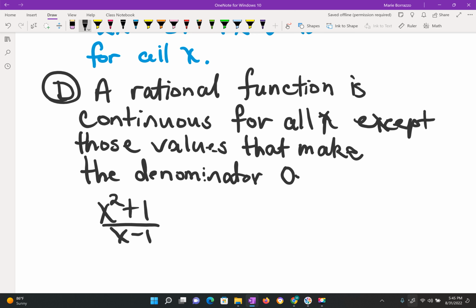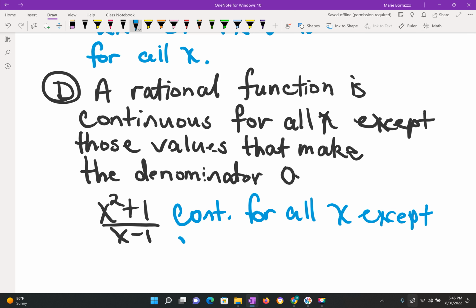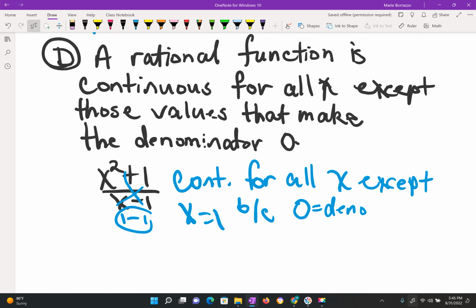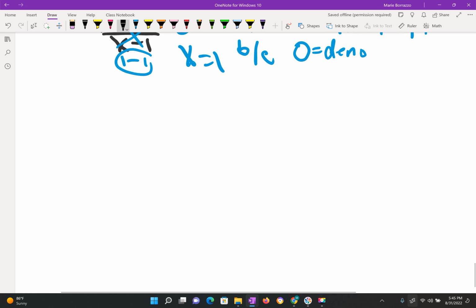Does that make sense? So you literally would have an answer of this is continuous, I'll just put CONT, for all x except x equals 1 because it zeros the denominator. Right? Does that make sense? 1 minus 1, 0, bad. All right, another, am I going too fast? No, you're good. Okay, so part E.